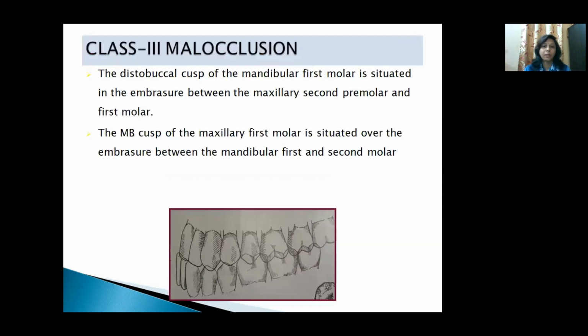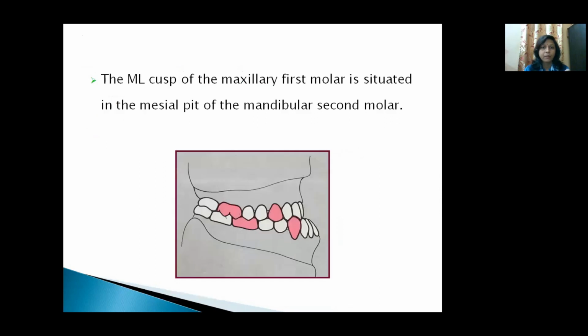Class 3 malocclusion refers to when the distobuccal cusp of the mandibular first molar is occluding in the embrasure between the maxillary second premolar and the first molar. The mesiobuccal cusp of the maxillary first molar is situated over the embrasure between the mandibular first and second molar. Here, the mesiolingual cusp of the maxillary first molar is situated in the mesial pit of the mandibular second molar.